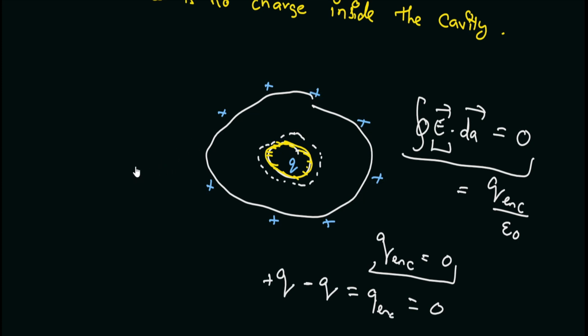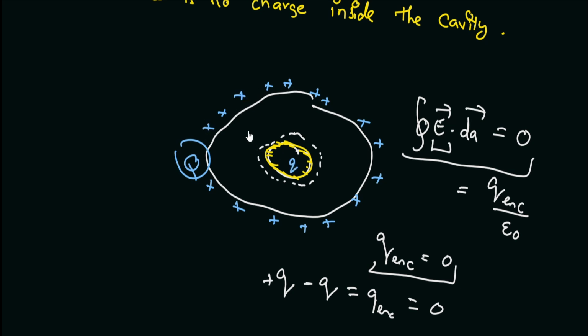And if we had already provided the conductor with some charge Q, let's say, then again the process would have been the same. Only now the positive charges would have increased. So there would have been more positive charges.